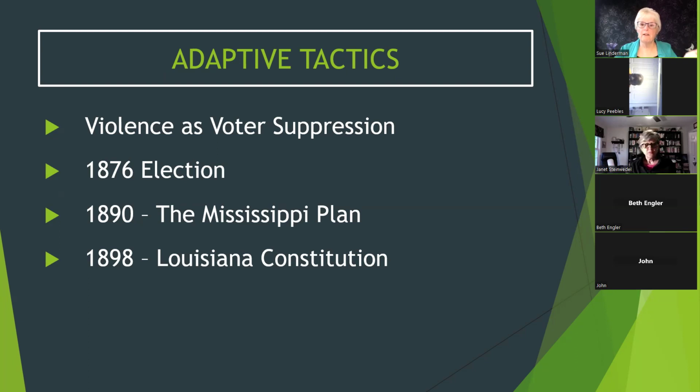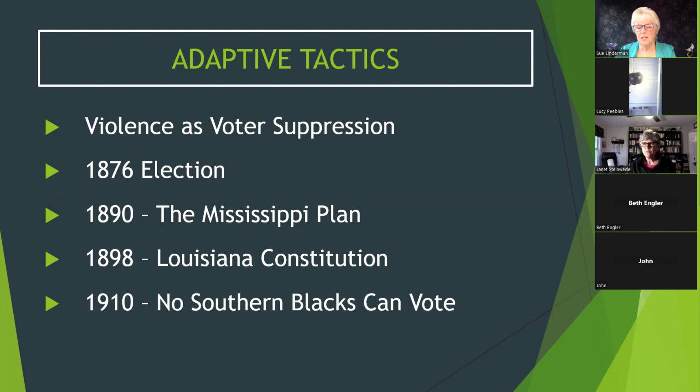And as a result of every state in the South following this roadmap, by 1910, no Southern Blacks could vote. And given some legislative action, some appeals to state and federal Supreme Courts, there were some modifications in some of these laws, but by 1940, the voting rate for Black citizens in Southern states had risen only to 3%.